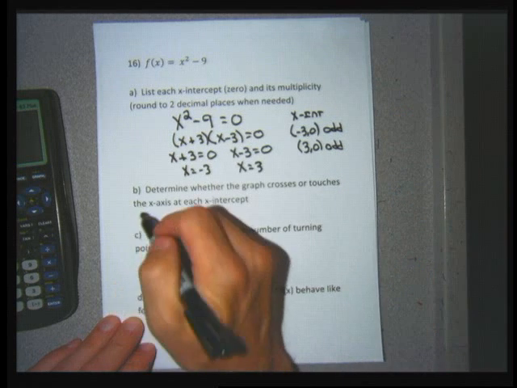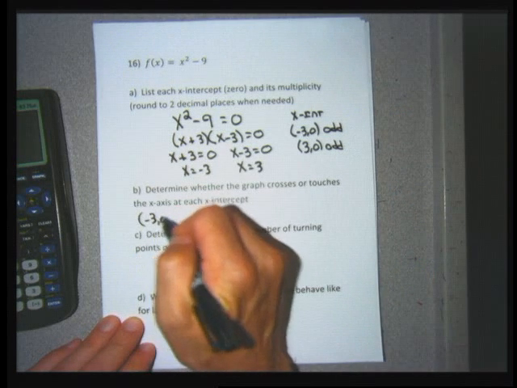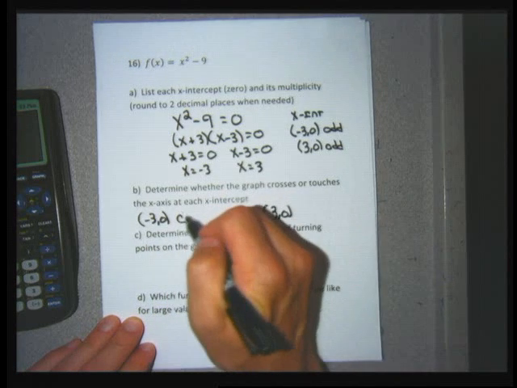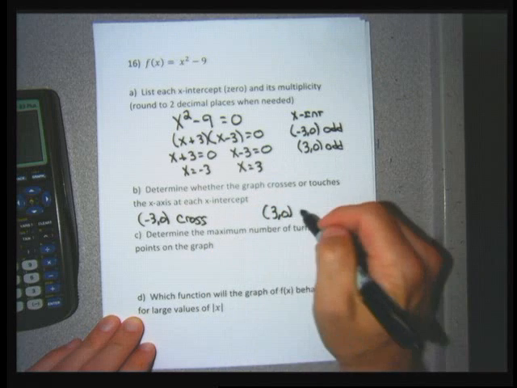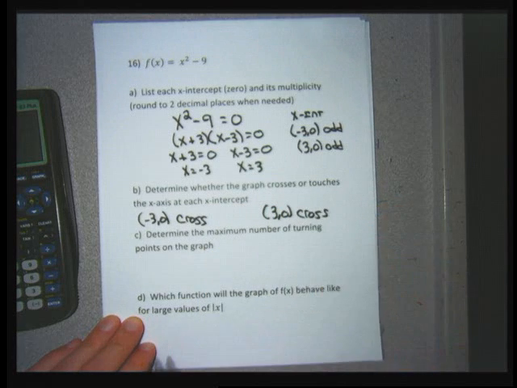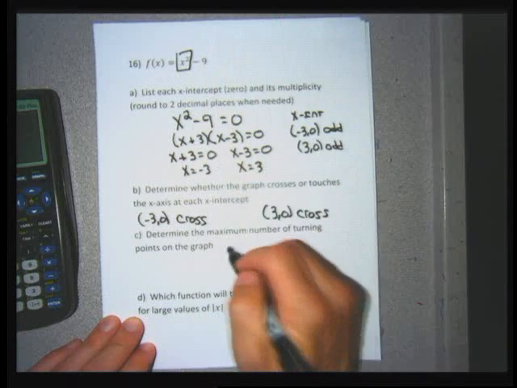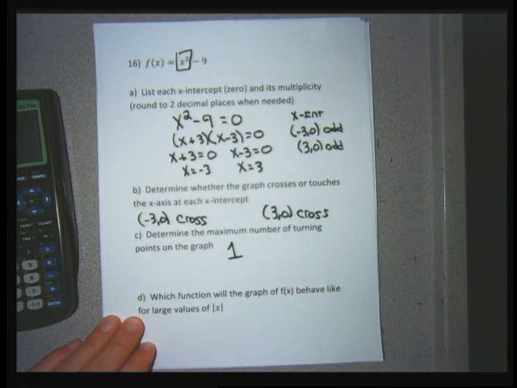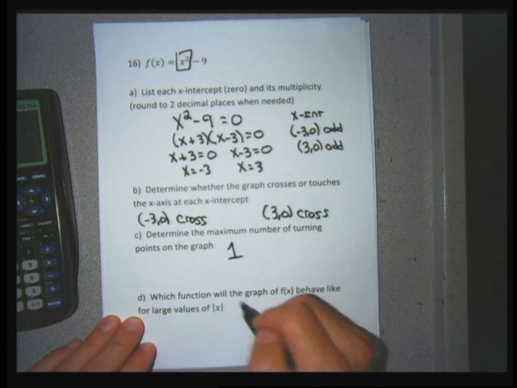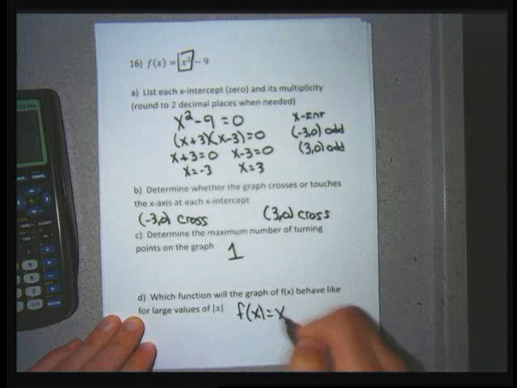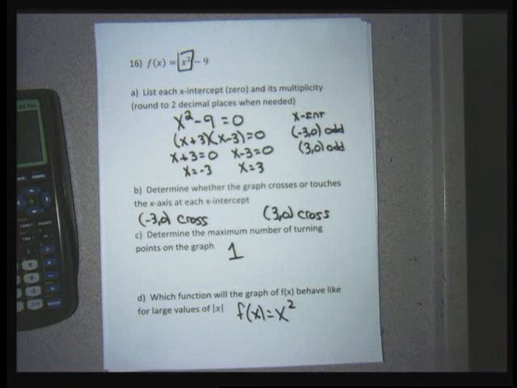Which means at each intercept, at the (-3, 0) as well as the (3, 0), the graph is going to cross as opposed to just touch the x-axis. This is a second degree polynomial, so you can only have at most one turning point. And for big values of x, the graph will look like x squared. The minus 9, if you make a window that's big, won't really show up so much. That'll get diluted as the window gets bigger.